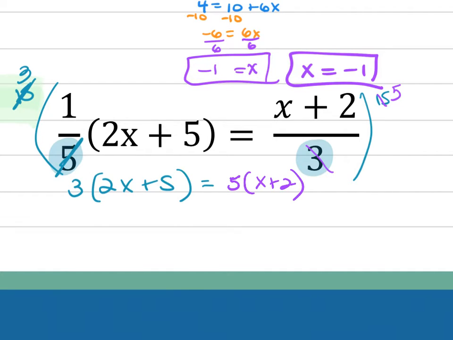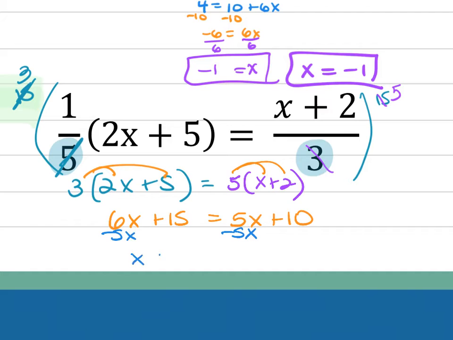With me so far? Okay, distribute the 3 in, 6x plus 15. Distribute the 5 in, 5x plus 10. And then I'm back to where I was before. Put both x's on the same side. Move the constants. And x equals negative 5.